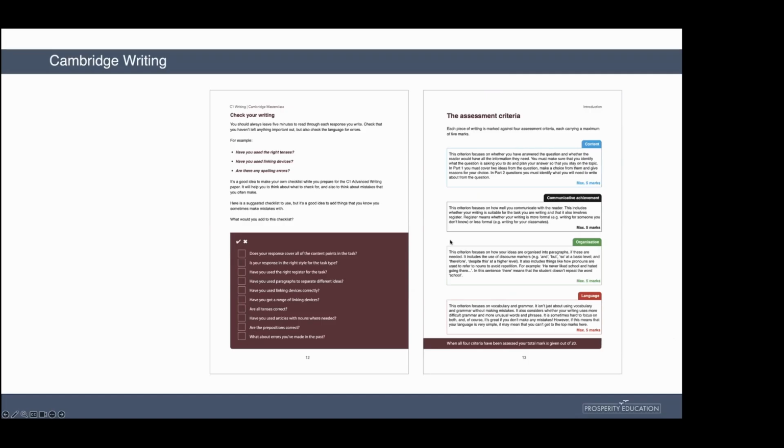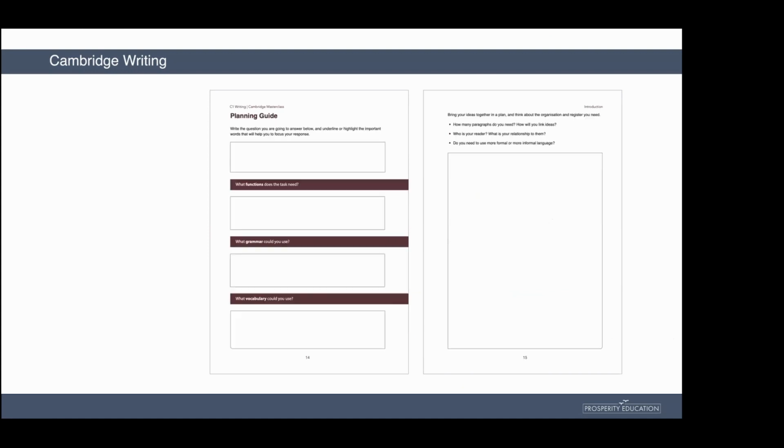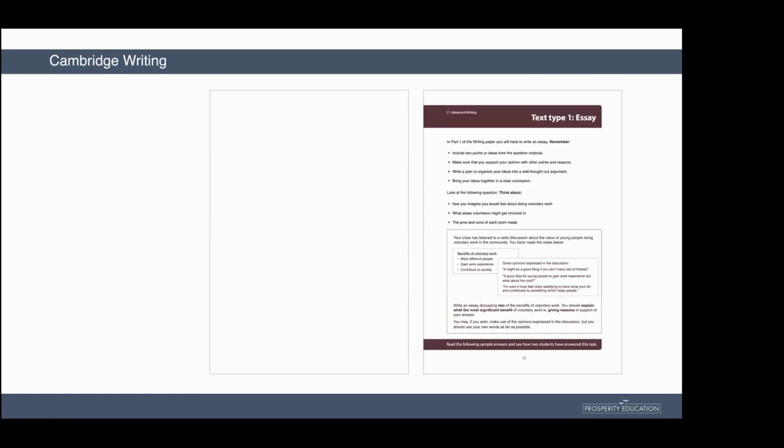On the right of this screen, you'll see the Cambridge assessment criteria broken down. This, as you know, is content, communicative achievement, organization, and language. And these assessment criteria will recur throughout the book in each unit. At the beginning of each book is also a planning guide that students can return to when they are trialing or writing questions. So here is one unit.